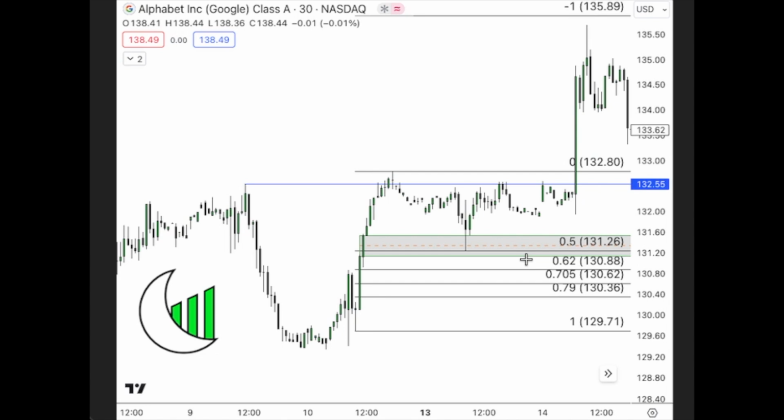You would end up netting like 4 points. 4 points on an options contract's pretty good. A question that I get quite a bit is, how do I determine where I'm going to put my fibs?